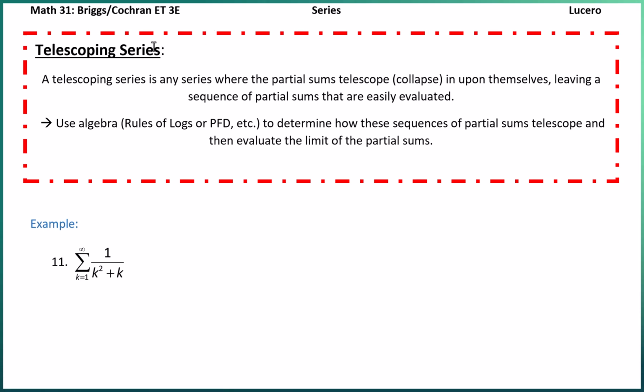In this video, let's talk about telescoping series. A telescoping series is any series where the partial sums telescope, or collapse in upon themselves, leaving a sequence of partial sums that we can actually evaluate.